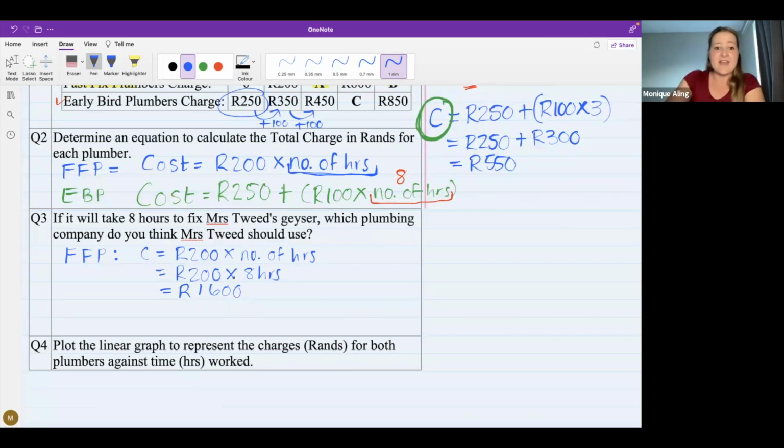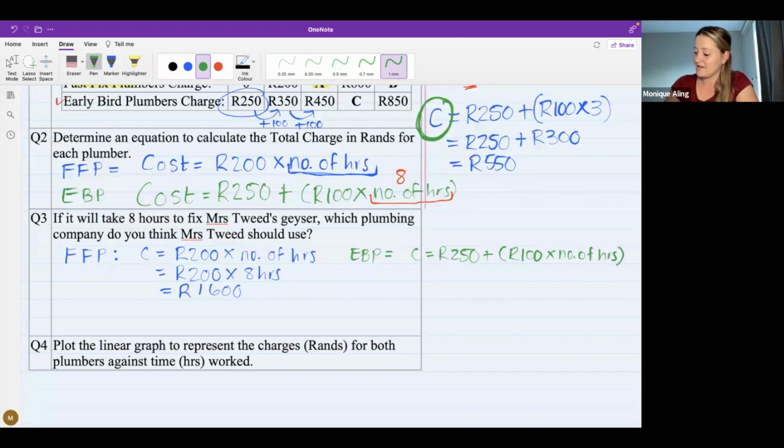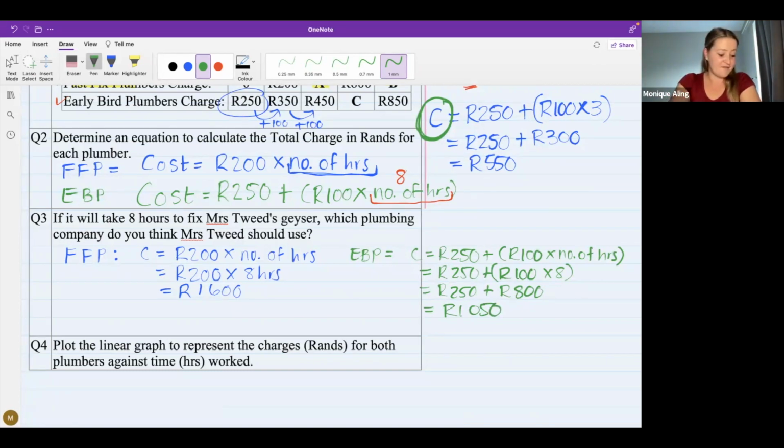Then Early Bird Plumbing. We've got our formula, which is 250 Rand plus 100 Rand times number of hours. We substitute the hours in. And yes, like I said, we get lots of method marks, so I'm going to show you every single step. That means we'll get a total amount of 1,050 Rand. So that's just the calculation.